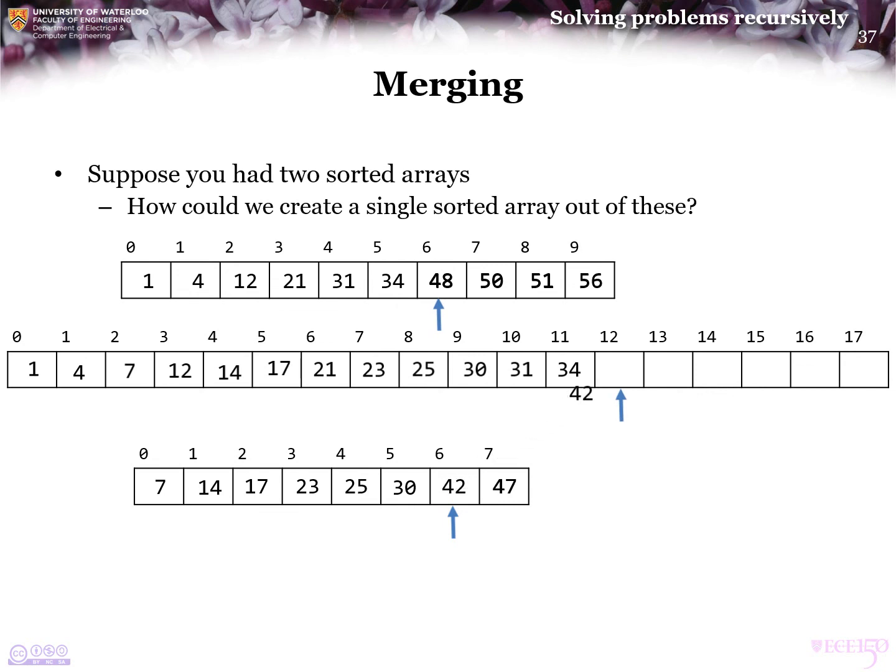Now we are copying up 41 and 47. And now the index to the second array equals its capacity, indicating that everything from that array has been copied over. Consequently, all we need now do is copy everything over from the first array.